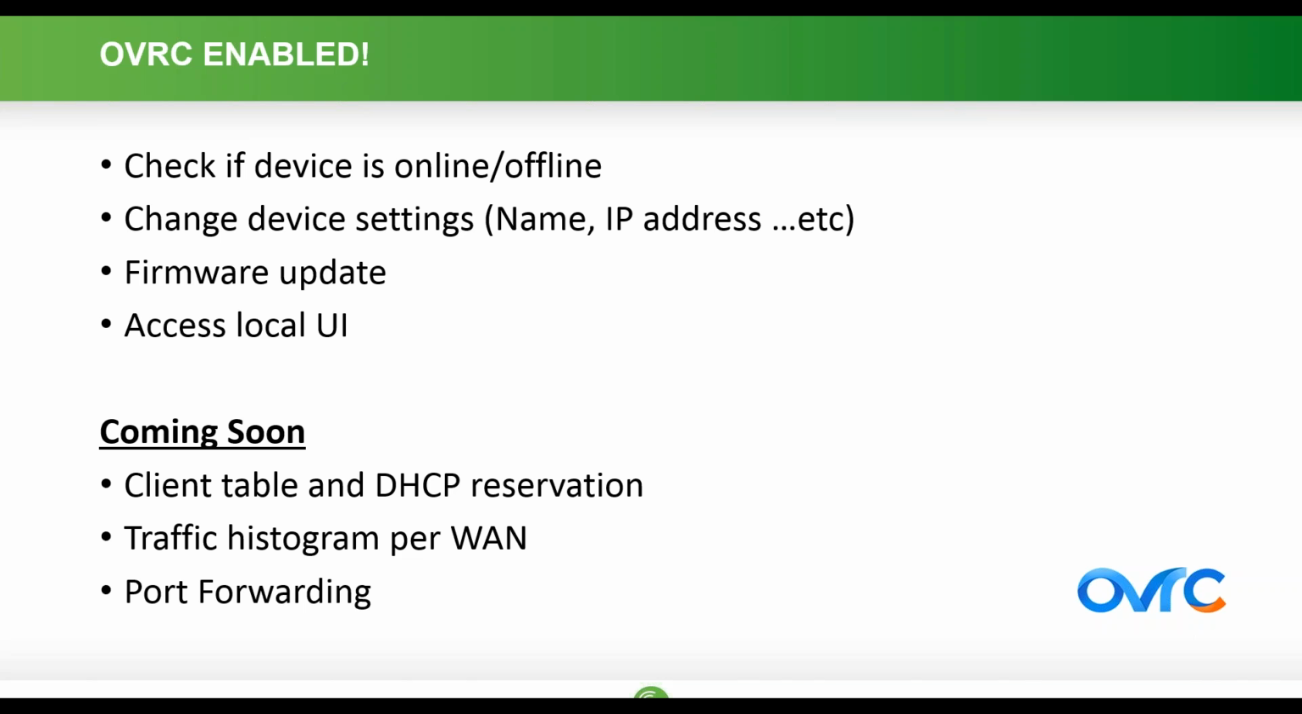And it's OVRC enabled. Out of the gate, today, we have those basic features for OVRC. You can see if the router is online or offline. If it falls offline, you get a notification and you can call your customer and say, hey, did you reboot anything? Is your ISP down? How can I help you? We had a couple of instances from dealers that called us and thanked us for this feature. You can change the device IP address remotely, or names, or you can give it a name that's associated with the job site. You can do firmware updates, and you can access the local UI through OVRC.